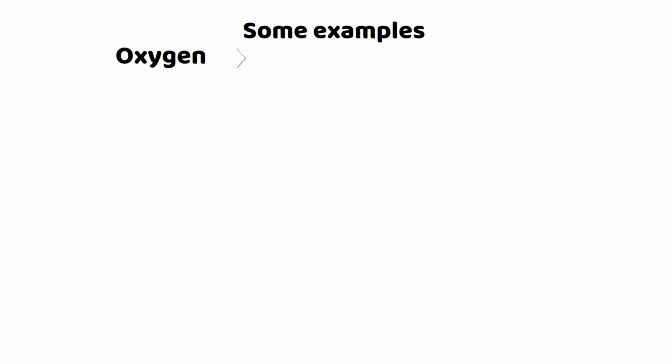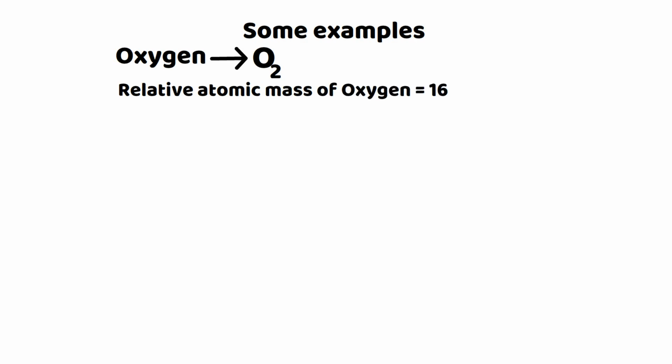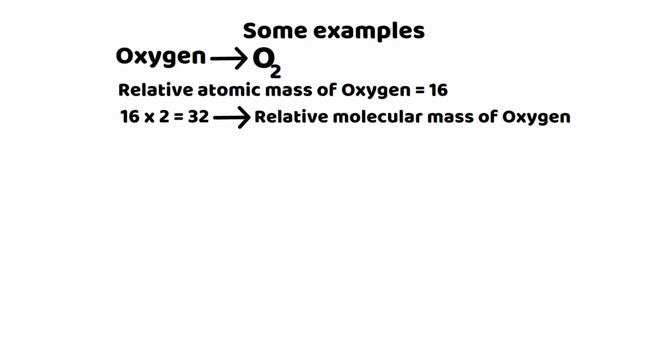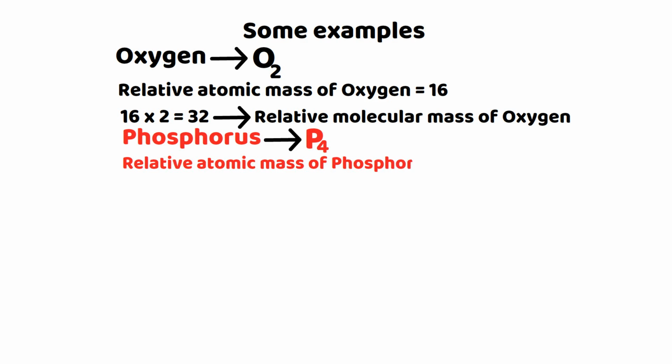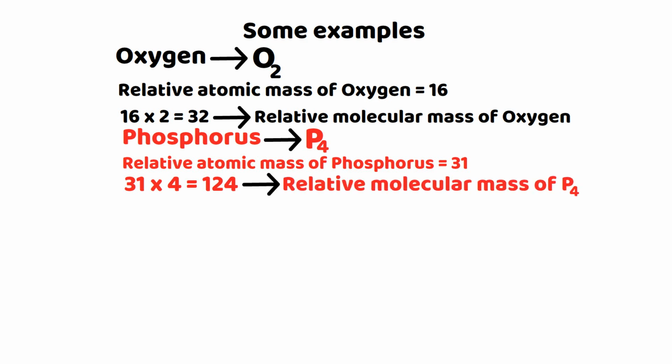An oxygen molecule has 2 oxygen atoms. The relative atomic mass of oxygen is 16. So 16 into 2 is equal to 32. That is the relative molecular mass of oxygen or O2. Also, a molecule of phosphorus, that is P4, has 4 phosphorus atoms. The relative atomic mass of a phosphorus atom is 31. So 31 into 4 is equal to 124. That is the relative molecular mass of P4.